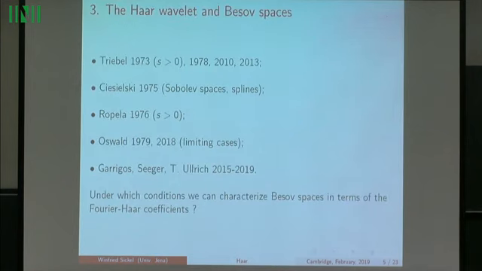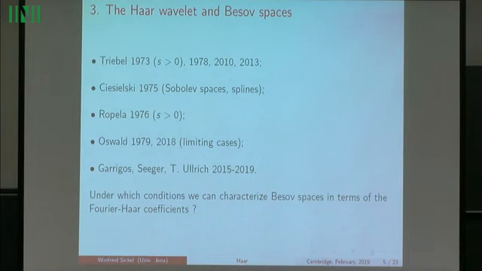So Haar wavelets and Besov spaces have been a popular topic over the years. There are several contributions, and this list is of course not complete. Probably the story began in 1973 with the first contribution by Triebel. Most important today for me will be the paper from 1978. 2010 and 2013 refers, the first one, to a book of Triebel on Morrey spaces, and 2013 is a characterization of some Morrey type spaces by the Haar system.